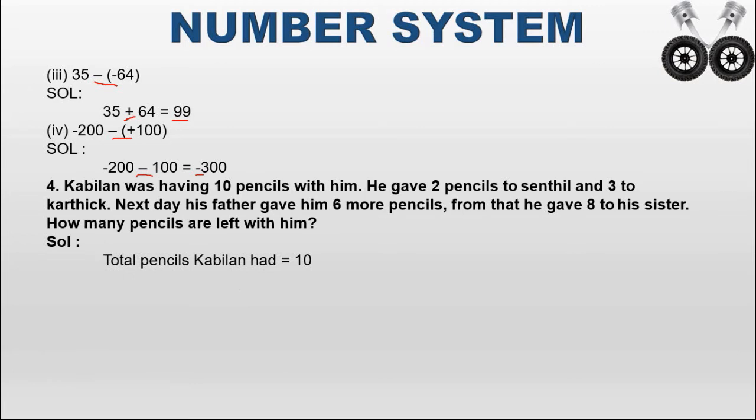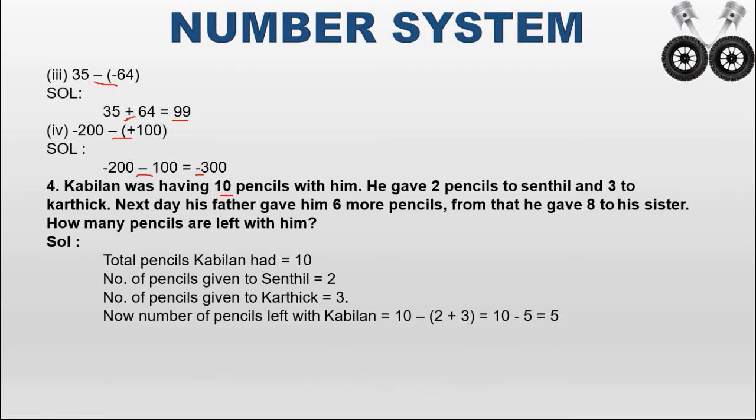Okay. So first off you have to write total pencil Kabilan had equal to how many pencil Kabilan had? Initially he had 10 pencils. So what is the second? He gave 2 pencils to Senthil. So number of pencil given to Senthil equal to 2 and number of pencil given to Karthik equal to 3. So how many pencil now left with Kabilan? First you have to write the total number of pencil that Kabilan has, that is 10.